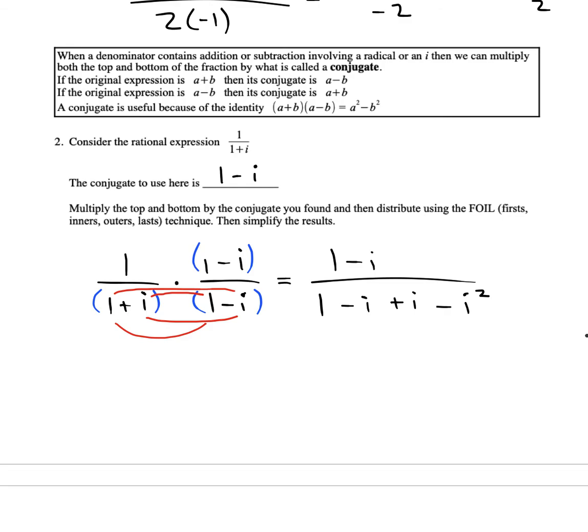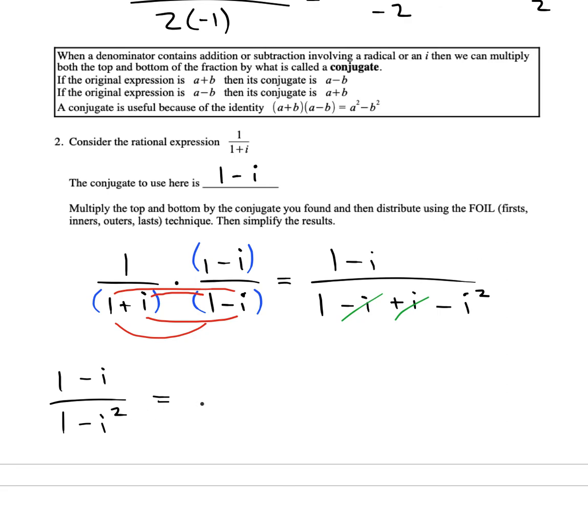You can see why the conjugate is used, because we're going to have these middle terms cancel, which is good for simplification. And we'll end up with 1 minus i over 1 minus i squared.